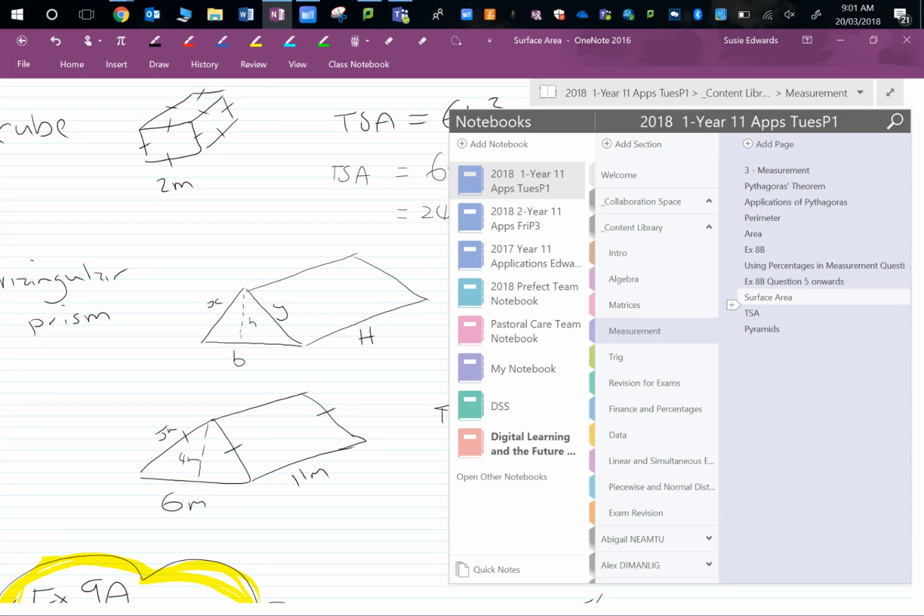Pi r squared, okay? So we've got to find pi r squared here and pi r squared here, so 2 lots of pi r squared. Then we've got to find this rectangle. Now that's the challenging bit, because if we have a look at a piece of paper, all right, and we put it into a cylinder.